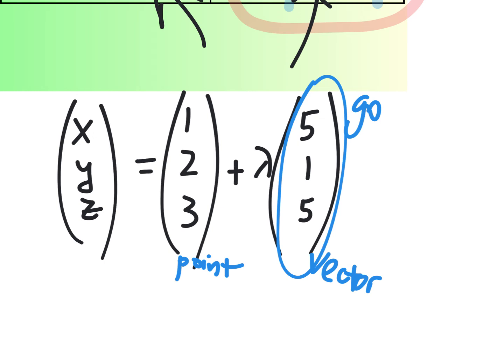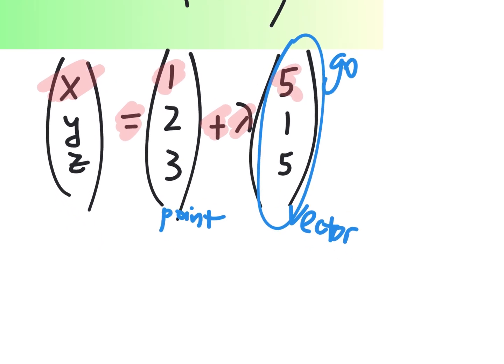Now, what would I get if I took this, wait, highlight, this equals that plus that. What you're doing there is you're getting parametrics for it. X is equal to 1 plus 5 lambda. Robbie, what would y equal?